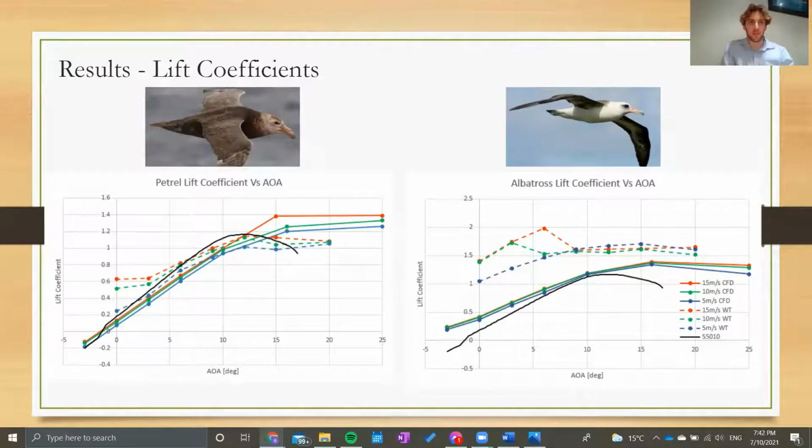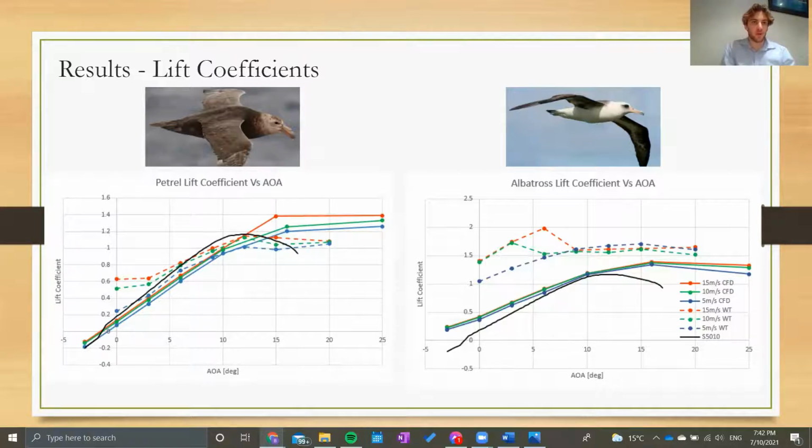For the results section, the results are plotted versus the angle of attack from the wind tunnel and CFD tests, and are compared to X-foil data of a common low Reynolds number foil section, the Selig S5010. First, we have the lift coefficient.